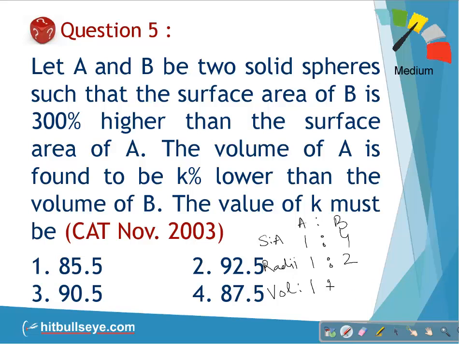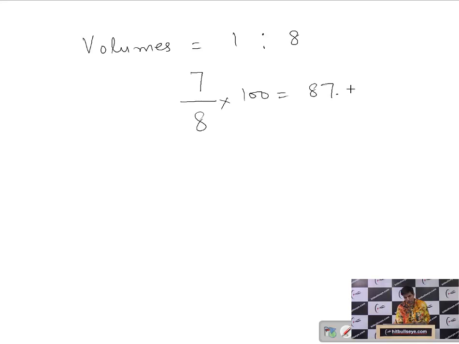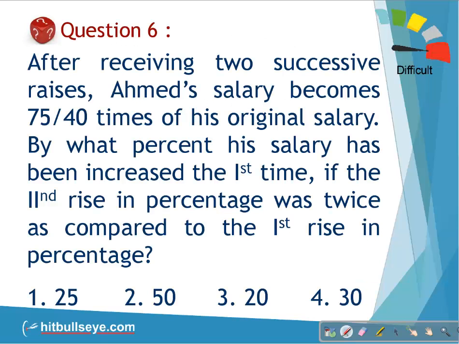1 cube happens to be 1 and 2 cube happens to be 8. Now what we need is lower or higher terms. So 8 is 7 more than 1. So here what we need is ratio of volumes is 1:8, which is 7 more than 8 expressed as percentage. So 87.5%. Hence the answer.